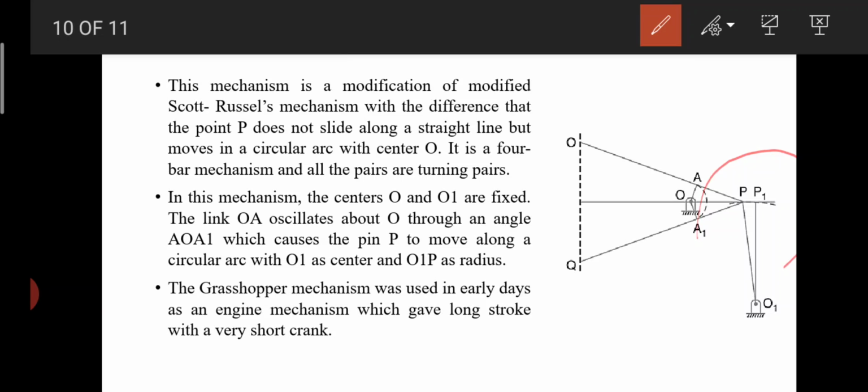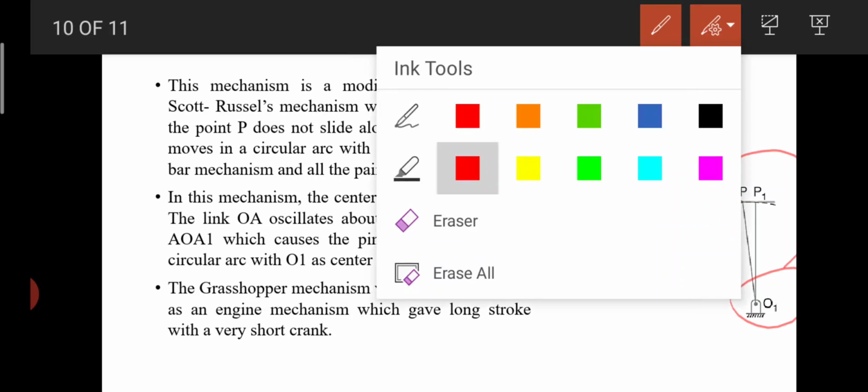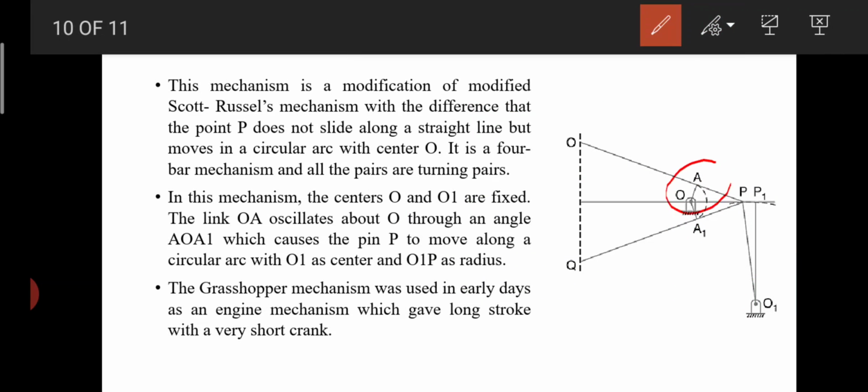With center O. It is a 4-bar mechanism and all the pairs are turning pairs. In this mechanism, center O and O1 are fixed. The links OA, यहाँ पे आप लिख सकते हैं links OA oscillates about a point O through an angle AOA1, which causes the pin P move along a circular arc with O1 as a center and O1P is the radius.